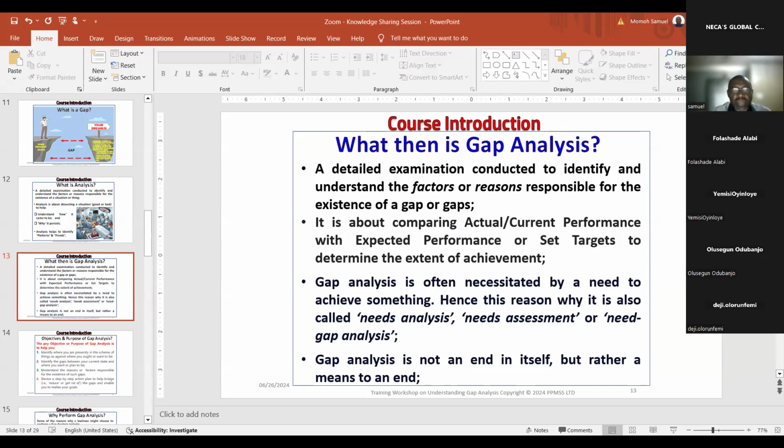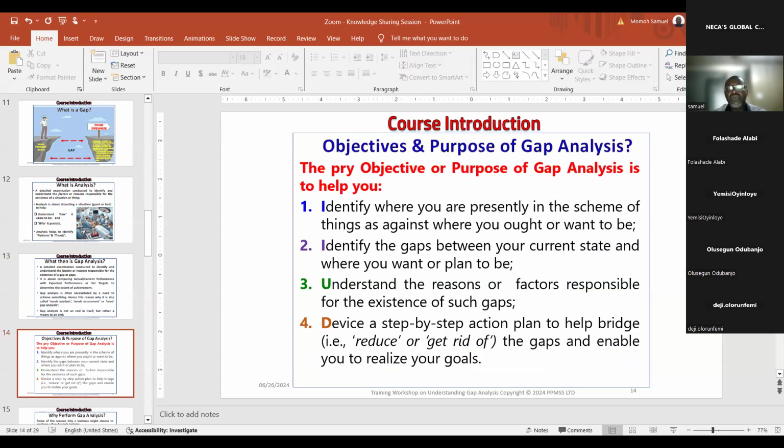So once you are able to identify your need, then you'll be able to ask the question, okay, fine, if this is what or where I want to be, why am I here and not there? So those are the questions you begin to ask as you progress. Now, objectives and purpose of gap analysis.